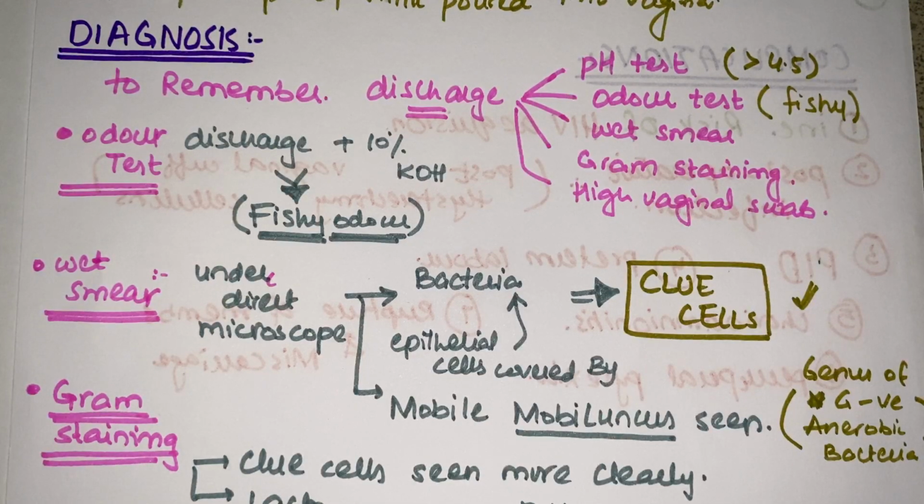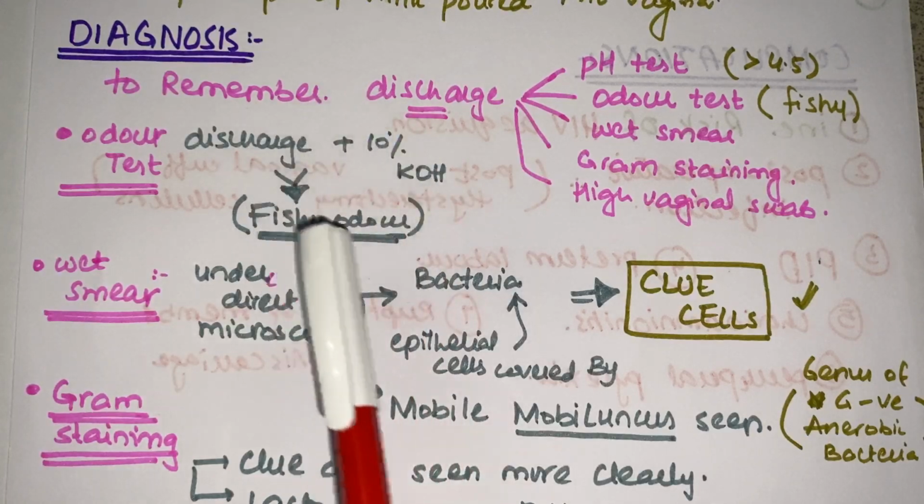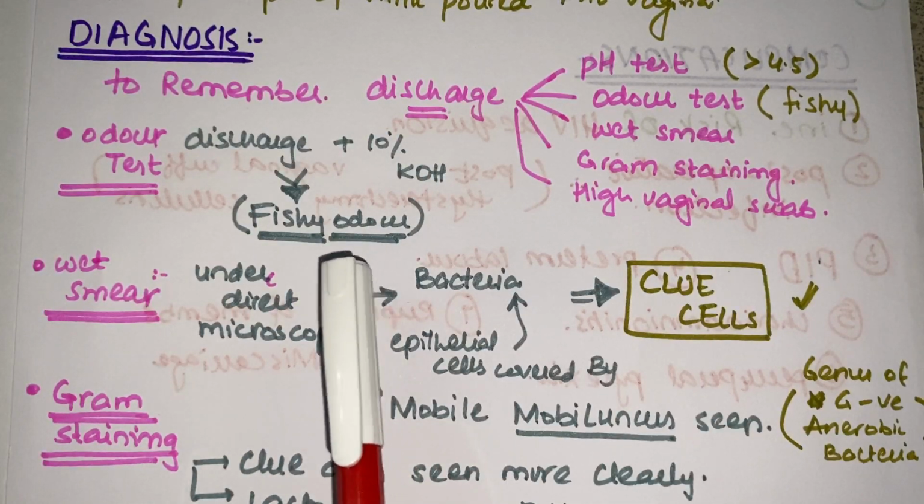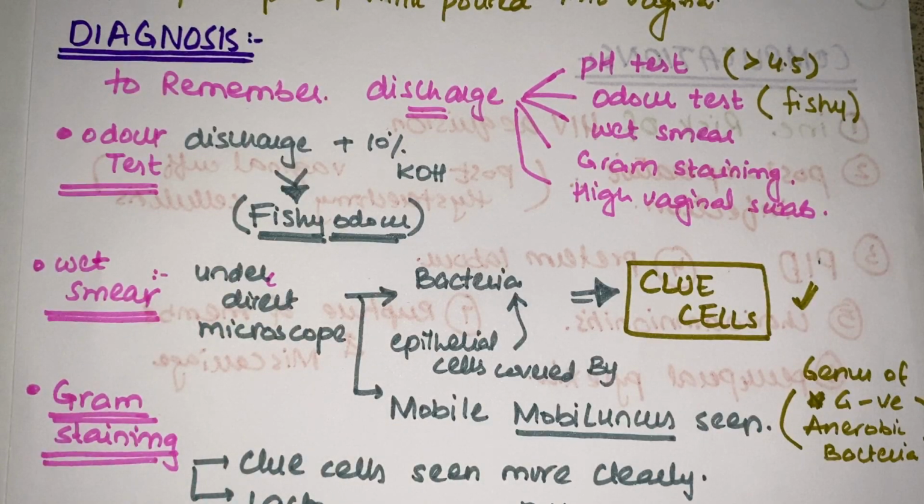How? We take the discharge, we mix it with 10% KOH, and then we'll smell that there will be a fishy odor. 2 points. Thirdly, we go for examinations, that we go for a wet smear and see the discharge under the microscope. What we do, we see a very characteristic finding, clue cells.